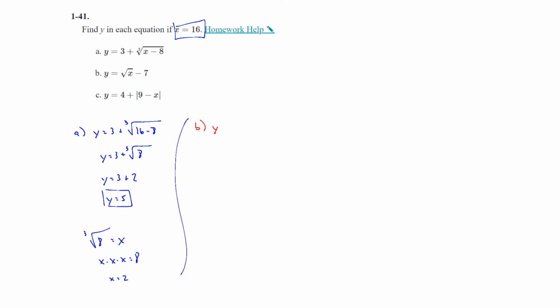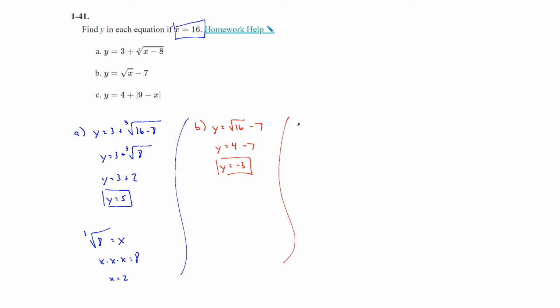On part B, we have y equals the square root of x minus 7. Still plugging in 16 for x. The square root of 16 is 4. What times itself gives you 16, so that would be 4. And then 4 minus 7 is negative 3.